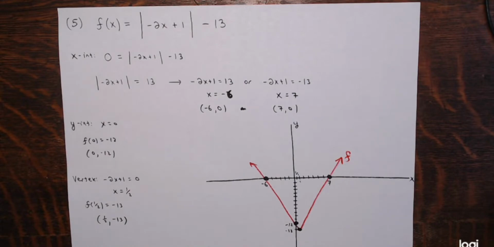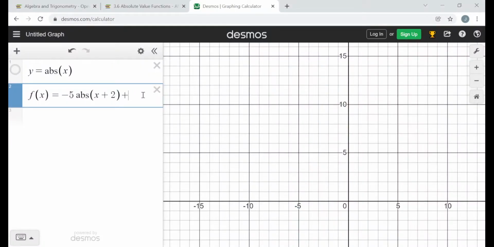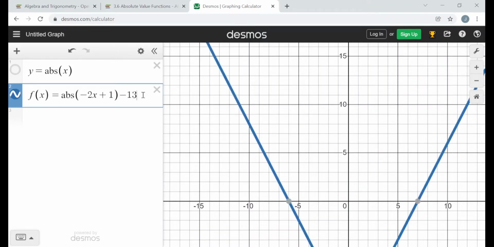Now let's verify this. So I'm going to go to the Desmos site and see that we do get this same picture. All right, and then I'll describe the transformations that would occur if you were graphing with transformations. I'll just do that out loud. All right, so we have f of x equals the absolute value of negative 2x plus 1, then minus 13. All right, and let's see.